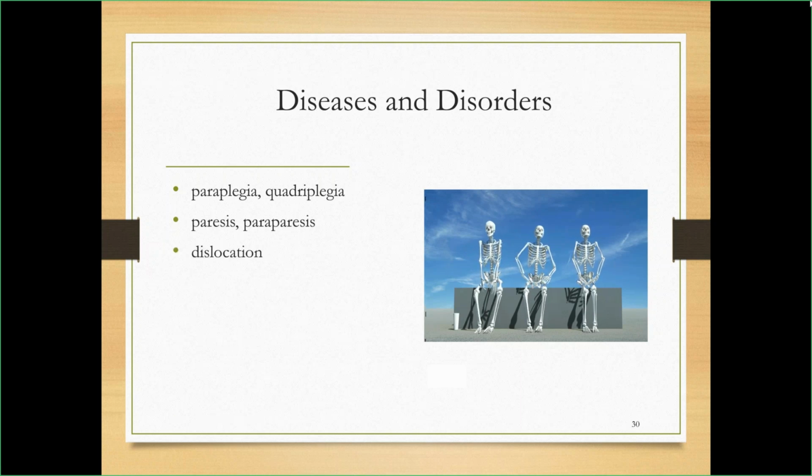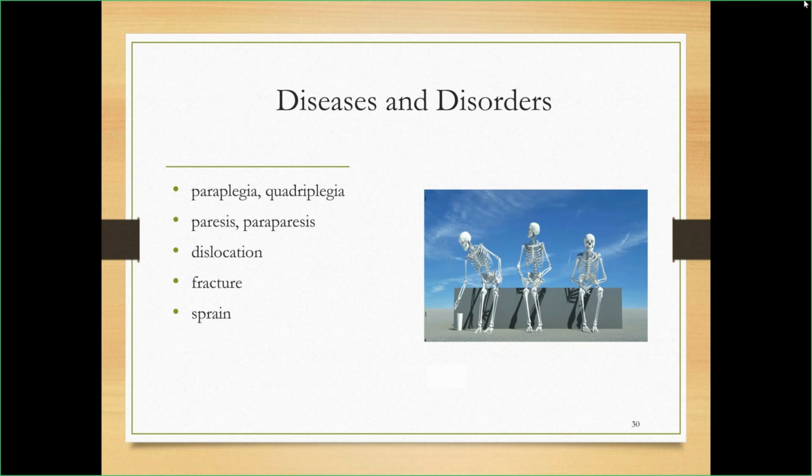Dislocation is the displacement of a bone from a joint. A fracture is when a bone breaks. A sprain is injury to a joint, causing pain and disability. A strain is injury to the body from excessive use or violent contraction or excessive forcible stretch. Tendinitis, or tendonitis as it is sometimes called, is inflammation of a tendon.